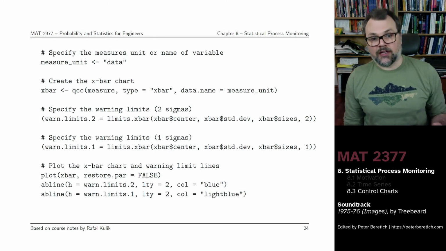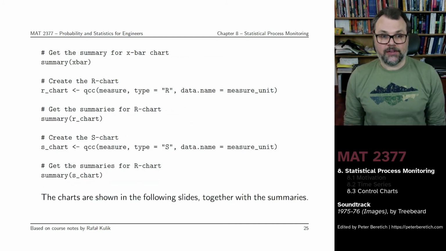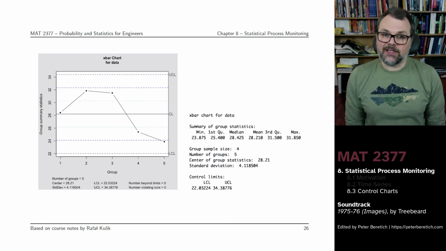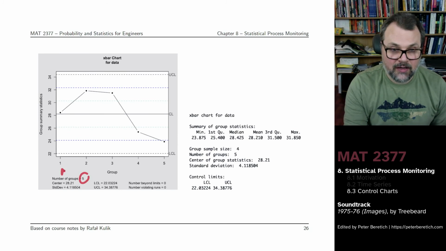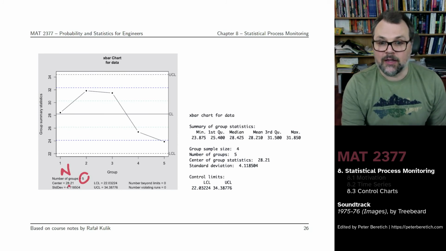The only thing I'll tell you is that we set 2 different types of warning limits at 1 sigma and at 2 sigmas. And we'll build a number of charts. I'll show them in the following slides together with the summaries. So this is a chart for the sample mean. What we're seeing here, number of groups is 5, that's capital N. We have the center line, the grand mean at 28.21.